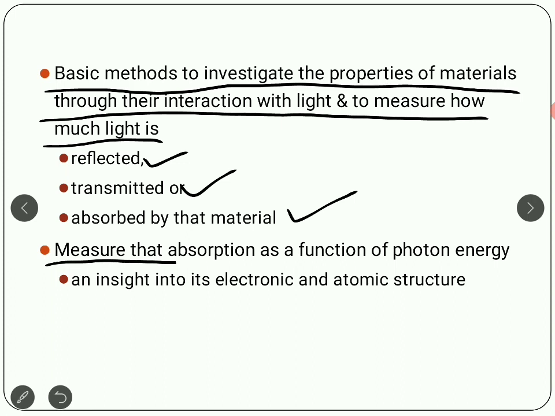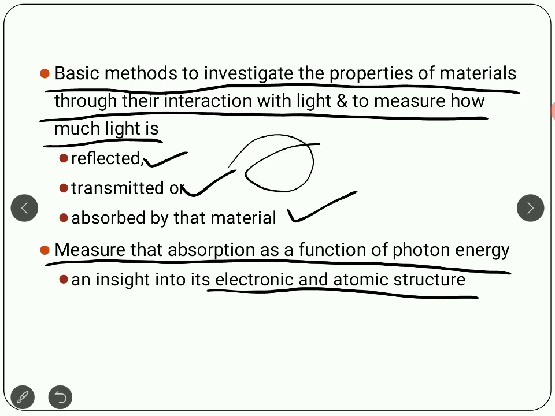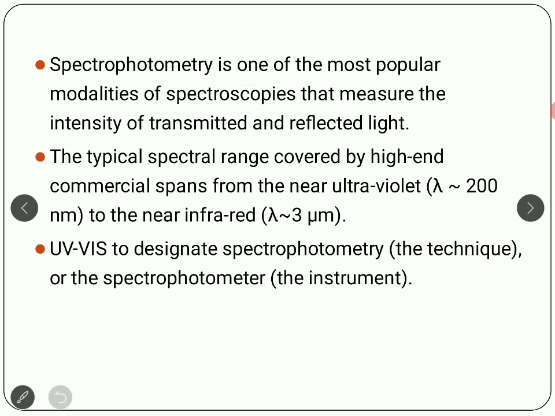So if we measure the absorption as a function of photon energy, that is, how much absorption has occurred in terms of photon energy, because the incident light or the radiation is nothing but photons, then we know how much energy has been absorbed within the system. We can usually comment on the electronic and the atomic structure of the material. And if we look into spectrophotometry, it is one of the most widely used confirmation techniques, and also used to have an in-depth analysis of the material.